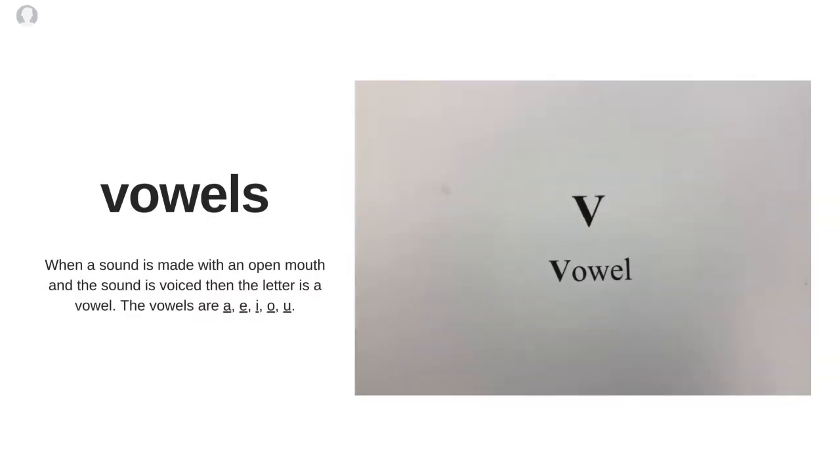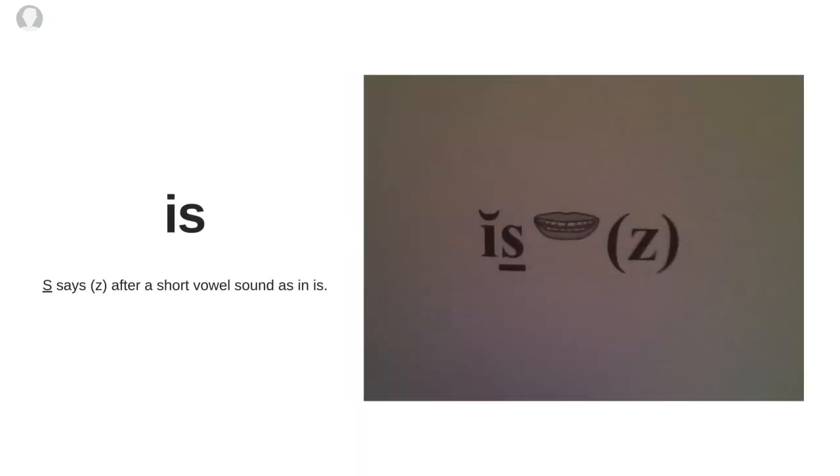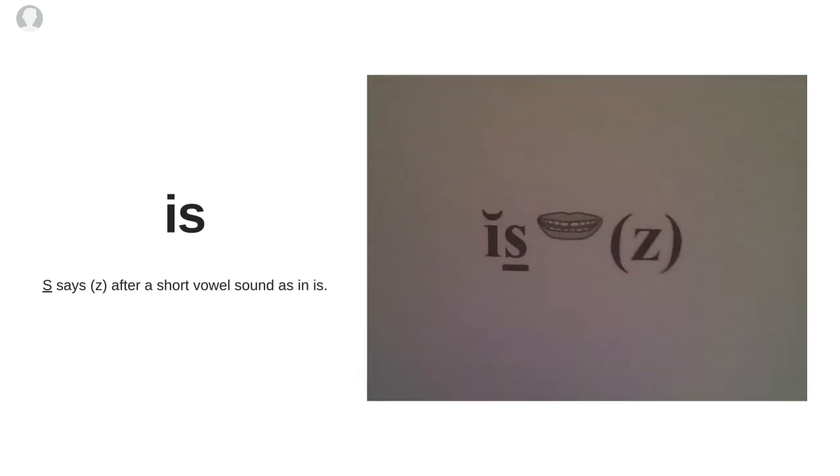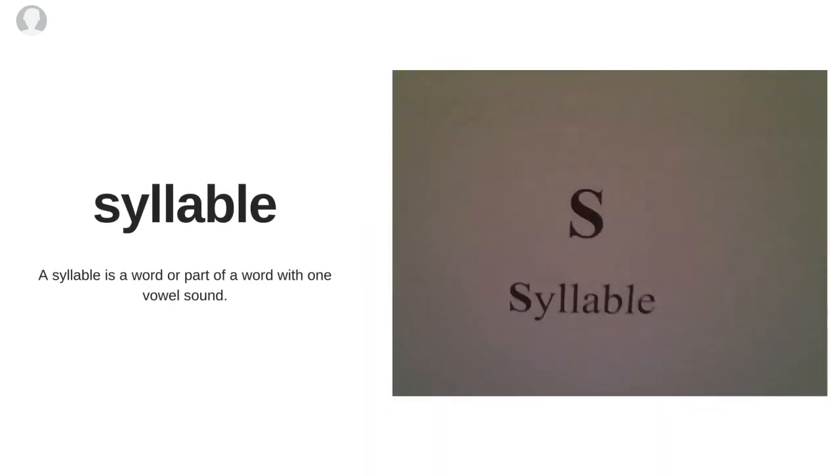Vowels. When a sound is made with an open mouth and the sound is voiced, then the letter is a vowel. The vowels are A, E, I, O, U. Is. S says Z after a short vowel sound, as in is. Syllable. A syllable is a word or part of a word with one vowel sound.